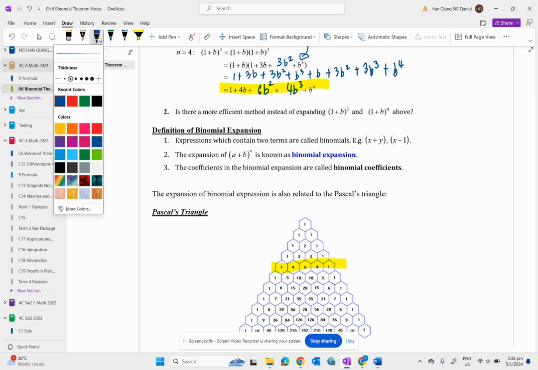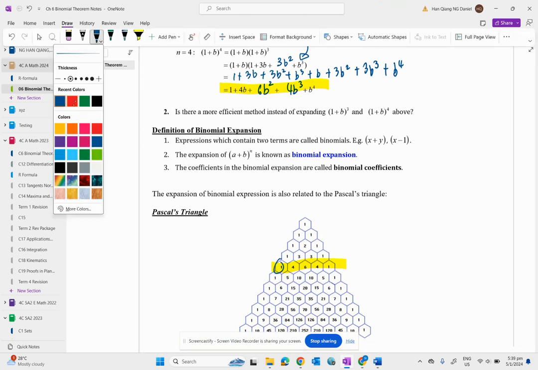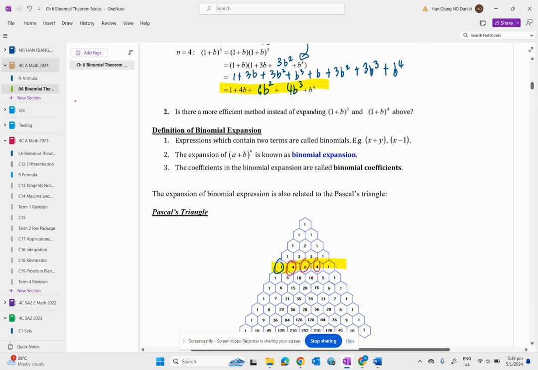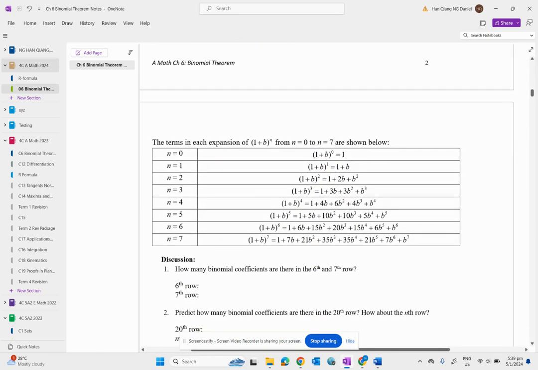Yes, that's right. So do you notice that this 1, 4, 6, 4, and 1 is actually the coefficients of all the terms in the expansion of 1 plus b to the power of 4. So these coefficients are called the binomial coefficients. So let's take a look at the expansion of 1 plus b to the power n all the way up to n equals to 7.